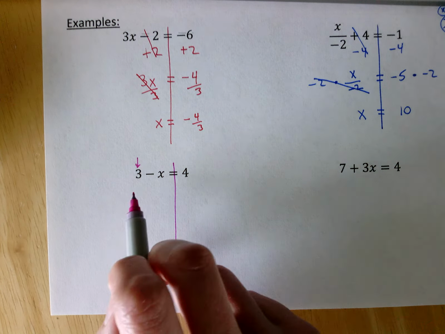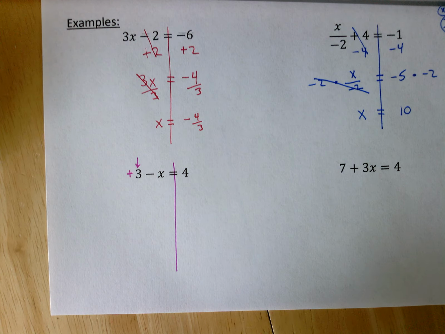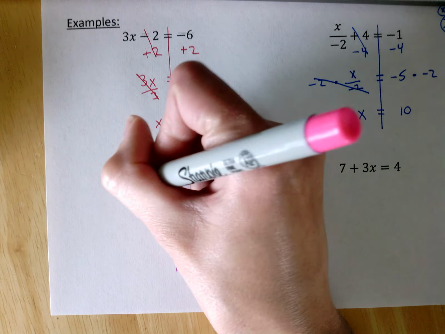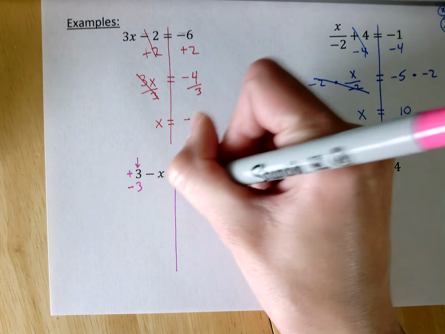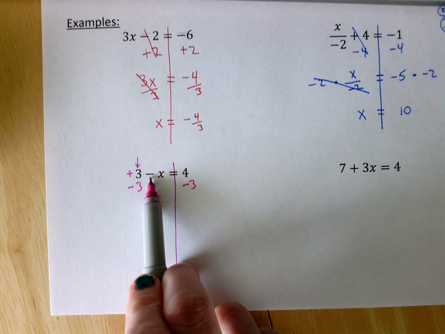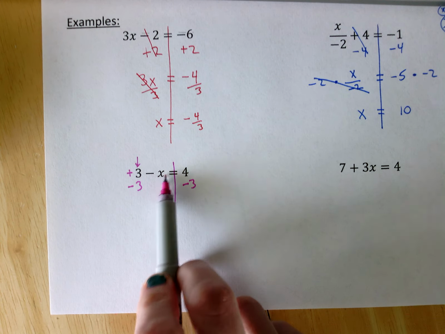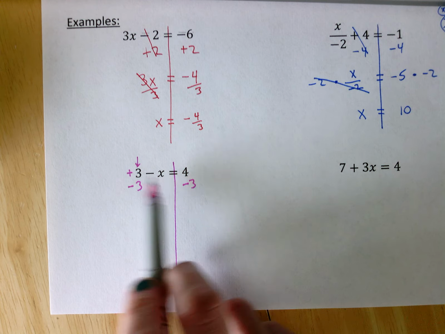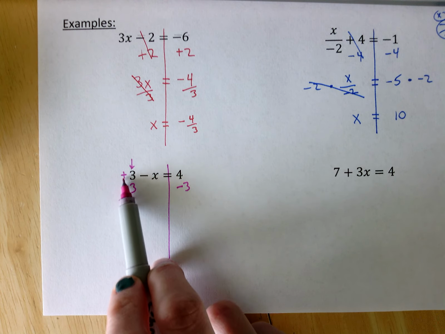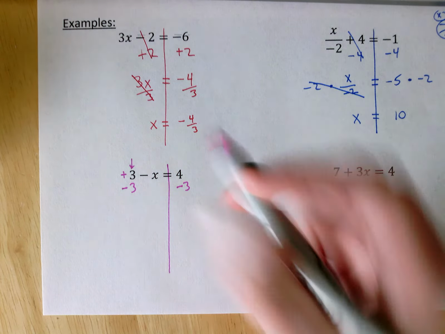The first thing I'm going to do is, this is a positive 3, right? So if I want to get rid of it, I'm going to subtract 3 on both sides. Notice that even though there's a minus sign here, that minus sign stays with the x. The sign always stays with the thing that it's in front of. So it matters what sign is in front. It's a positive 3, so I'm going to subtract 3 on both sides.